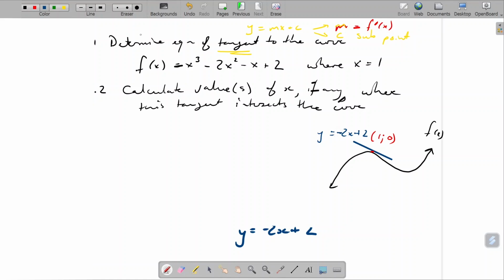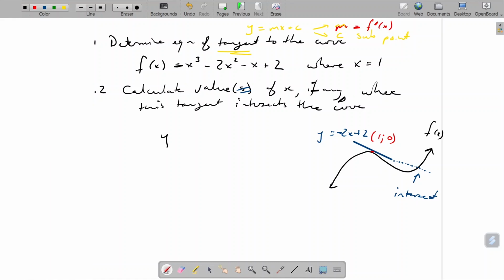Now again, we can hopefully see that if this line was to continue, it would intersect the function f of x again. A quick sketch here shows us that there will be a single value where this happens, and we can go ahead and look for it. As before, how would you find an intersection point? You make the two functions equal to each other.